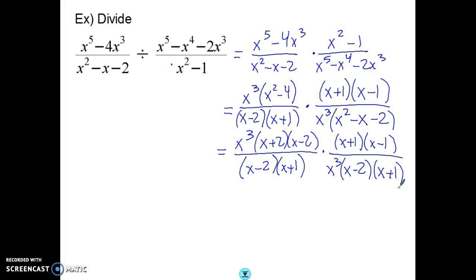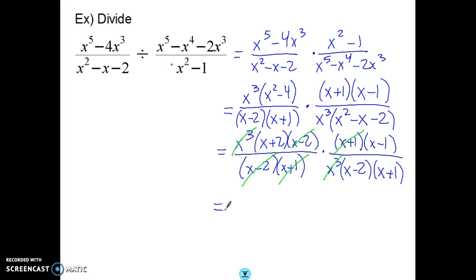So now we should start searching for stuff that cancels. Well, right away we can see we have an x minus 2 here that can cancel with an x minus 2 right below it. We have an x plus 1 here that can cancel with an x plus 1 here. And we have an x cubed here that can cancel with an x cubed here. And I don't think anything else cancels because we have x plus 2 and x minus 2. That doesn't cancel. We have x minus 1, we have x plus 1. That also doesn't cancel.